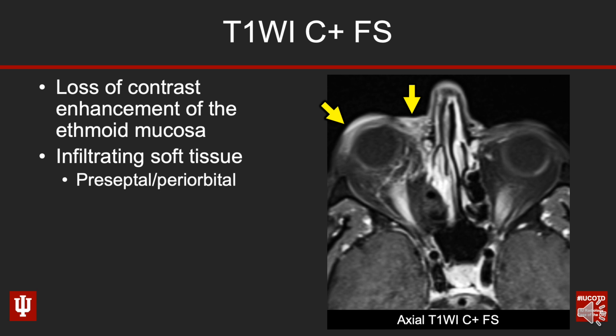You can also see we have that infiltrating soft tissue or strandy enhancement involving the preseptal and periorbital soft tissues, denoted here with the yellow arrows, and also that retroorbital infiltration that we saw on the CT.